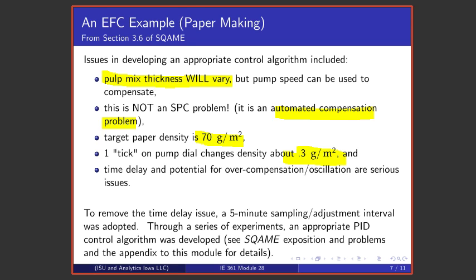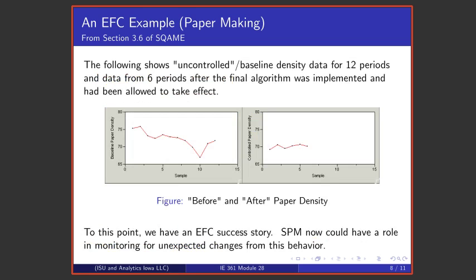As it turns out, the discussion in Vardeman and Jobe showed that through a series of experiments, a particular kind of control algorithm was developed, and this was the result. Here's a plot of data for an uncontrolled process, where one simply turned the process on and let it run. And you can see that there's a trend here. One is not hitting that 70 target for the density of the paper. This is what happens if one doesn't tweak the process.